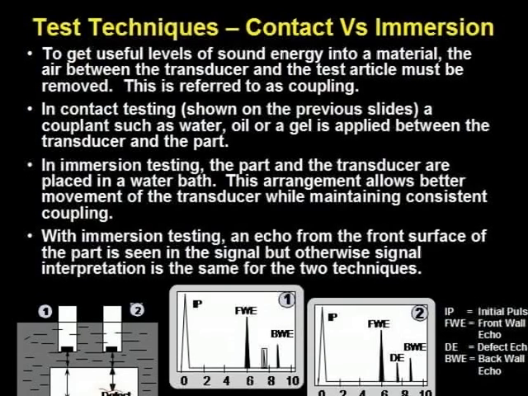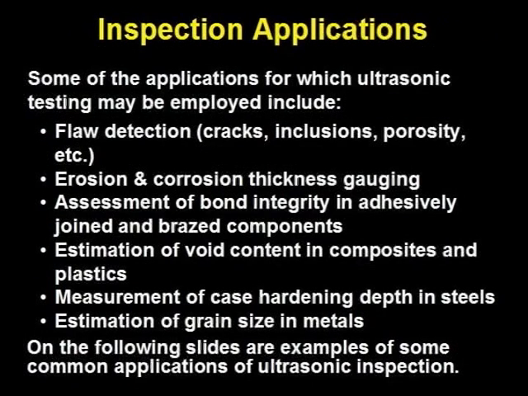For contact testing, the liquid couplant could be water, oil, or a gel. For immersion testing, the test article is placed in a liquid bath. The liquid is usually water, although other liquids could be used. In immersion testing, the bath allows better coupling and easier movement of the transducer. The A scan for immersion testing shows an additional signal from the front surface, which occurs at the round-trip travel time of the echo in the liquid. Otherwise, the signal interpretation is the same as that of contact inspection.